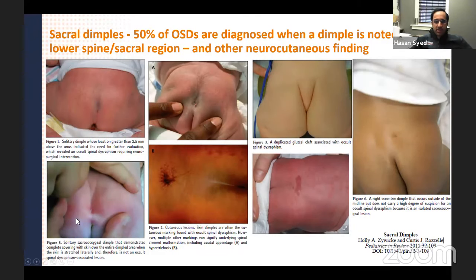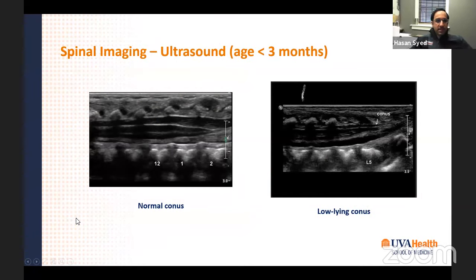So just something to note. Ultrasound is key in terms of diagnosis, but can only really be done at age less than 3 months. It's good to evaluate where the conus is, not necessarily if there's fat or anything else. Typically the normal conus terminates at L2 in a child, and the filum shouldn't be greater than 2 millimeters. Here you can see a normal position, and on the right, you see that the conus is at L5.